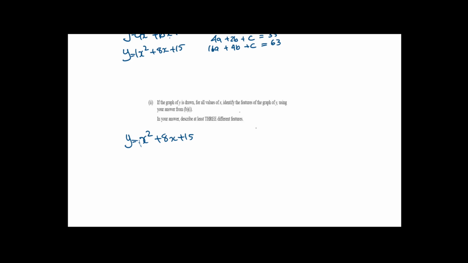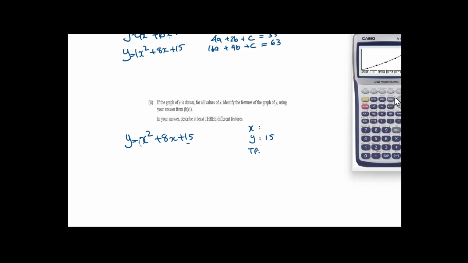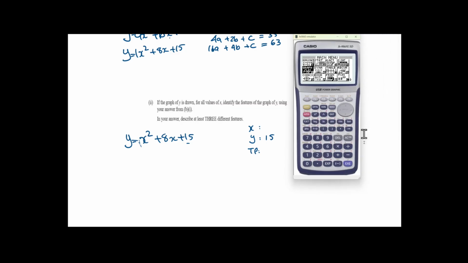So 3 features. Let's use the x-intercept, the y-intercept, and the turning point. Okay, so the y-intercept is going to be at 15. Just is. The x-intercept. Go to grapher. Just go to grapher. x squared plus 8x plus 15.